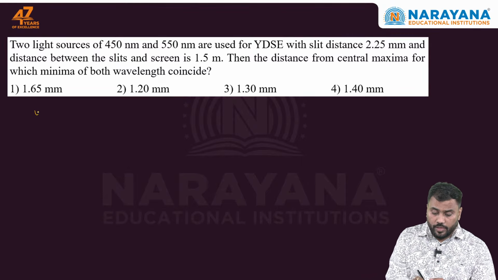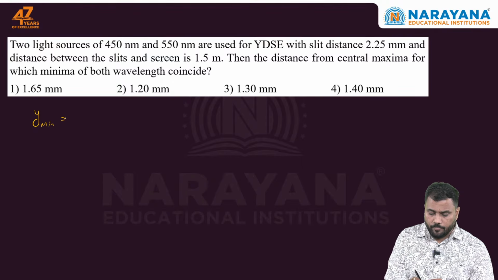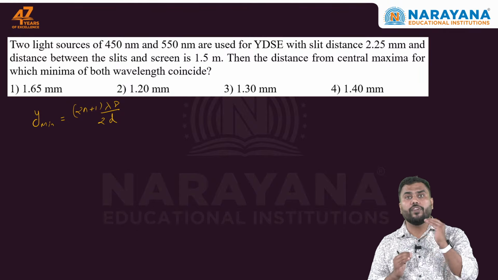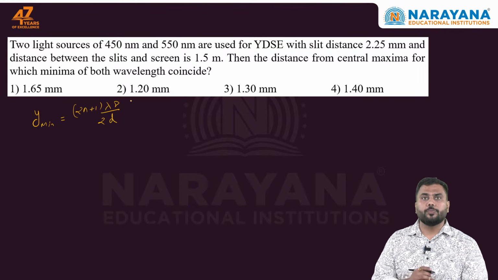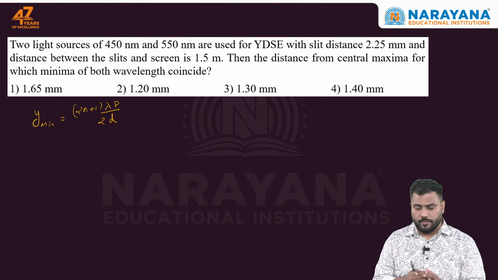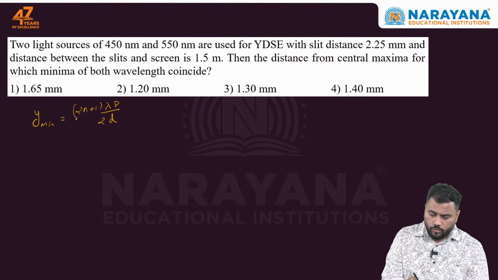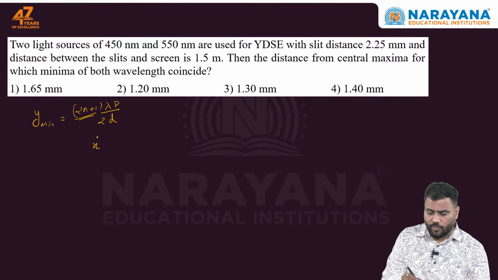The position where you will get minima, y for minima, is given by odd multiple. Let's say that odd multiple is (2n plus 1) into lambda capital D by 2 small d. So if the minima of two wavelengths are coinciding, this expression should be same with different odd numbers and different wavelengths. See, the capital D and value of small d is given as same, so we can assume they are same. So this odd number may be different for different wavelengths. So I can say, let's say this odd number is x for the first wavelength. So x into 450 nanometer, that has to be equal to y into 550 nanometer.